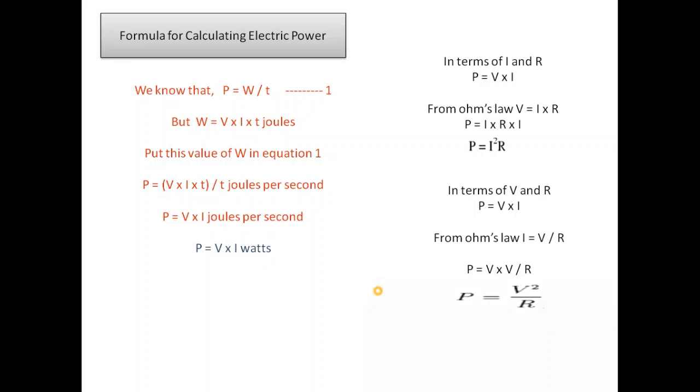So in this way we got three formulas for power. One is P equals V into I, that is potential difference into current. Another is V squared divided by R, that is square of potential difference divided by resistance. And the third is I squared into R, that is square of current into resistance.